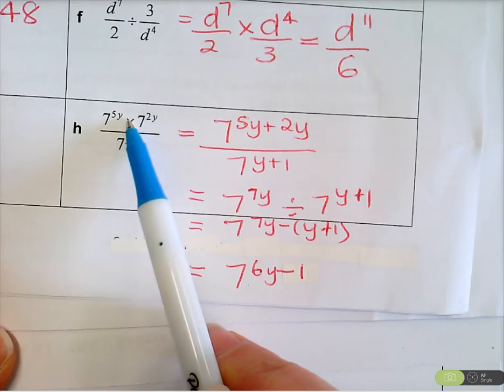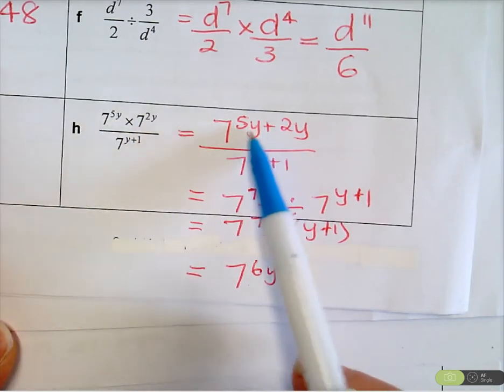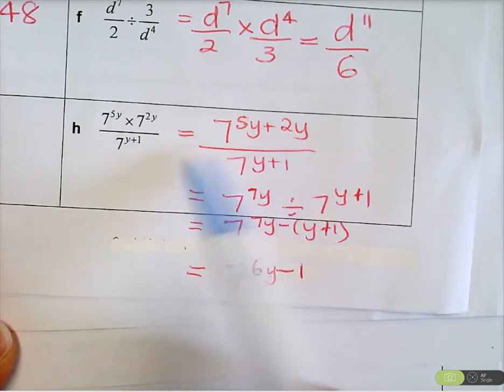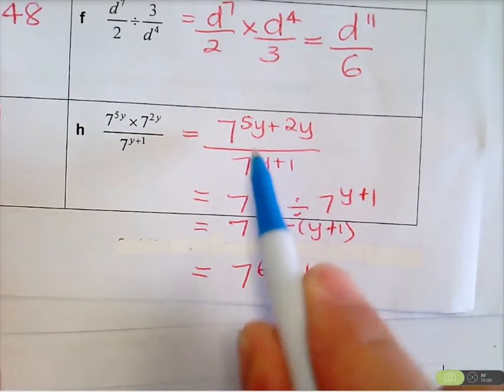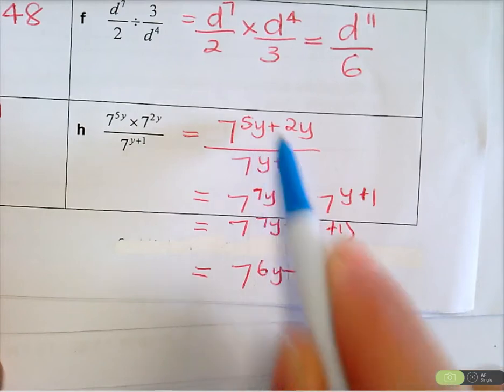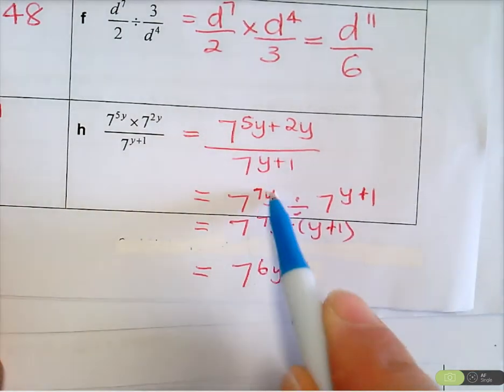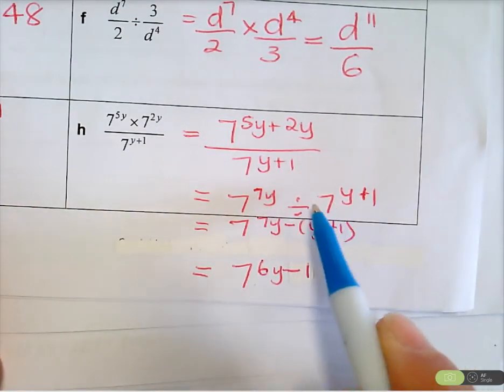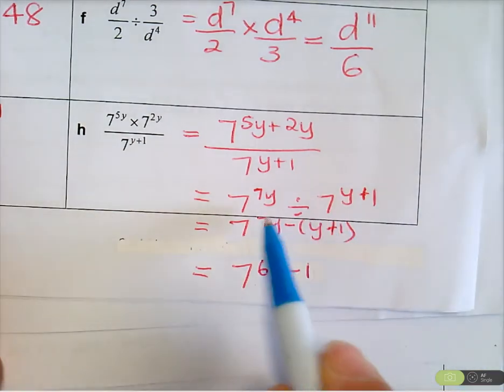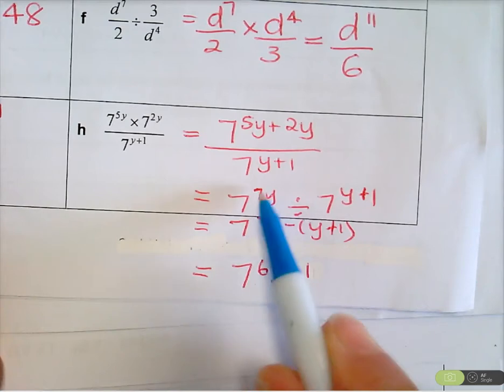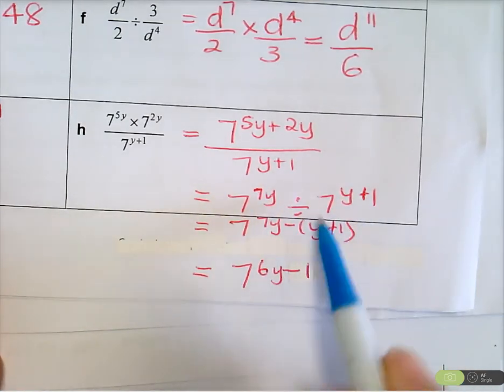When you're multiplying on the numerator here, we add the indices. So we do 5y plus 2y, divided by this term down here, 7 to the power of y plus 1. So on the numerator, 7 to the power of 5y plus 2y is 7y, divided by 7 to the power of y plus 1. Now, bases are the same. They're both 7. So we just subtract the indices.